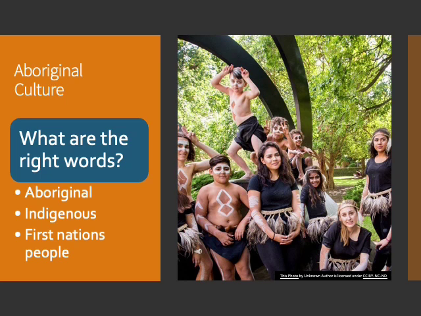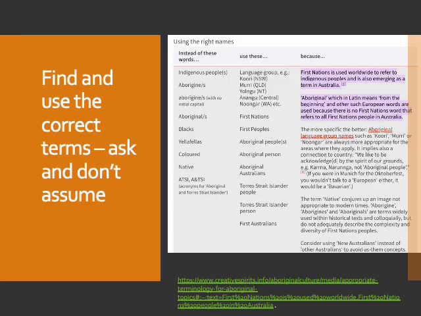So, for example, terms that you will hear referred to are Aboriginal, Indigenous, and First Nations. So I did a little bit of research and I've put this link up into Blackboard as well for you. It's a really interesting website that defines lots of things. So find and use the correct terms, because I've found that when I'm working in Perth, and when I'm working in the Kimberley, and when I'm working in Queensland, that there are different definitions that people prefer when we're referring to our First Nations people.